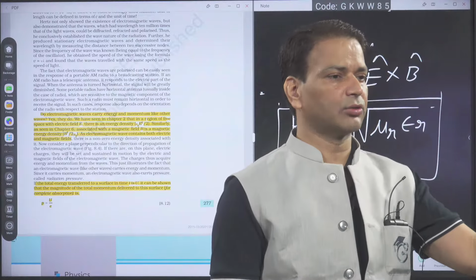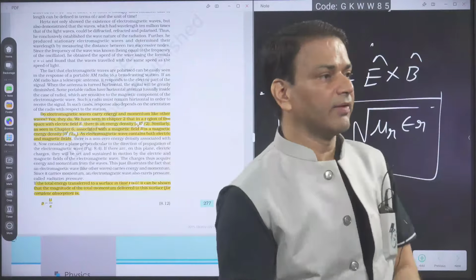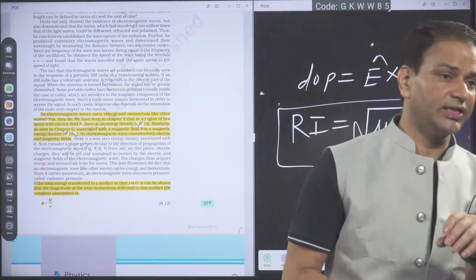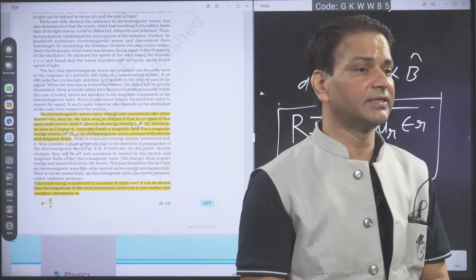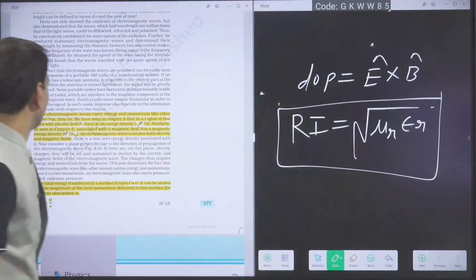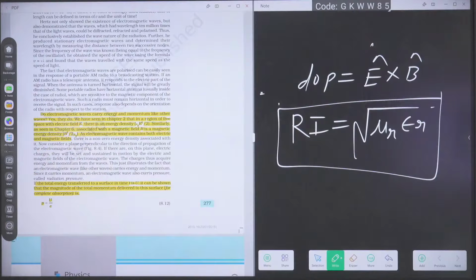Already in electrostatics and magnetism we have learned what the electric field energy density is: half epsilon naught into E square. What is the magnetic field energy density? B square upon 2 mu naught. Same way here, the electromagnetic wave carries energy and momentum.